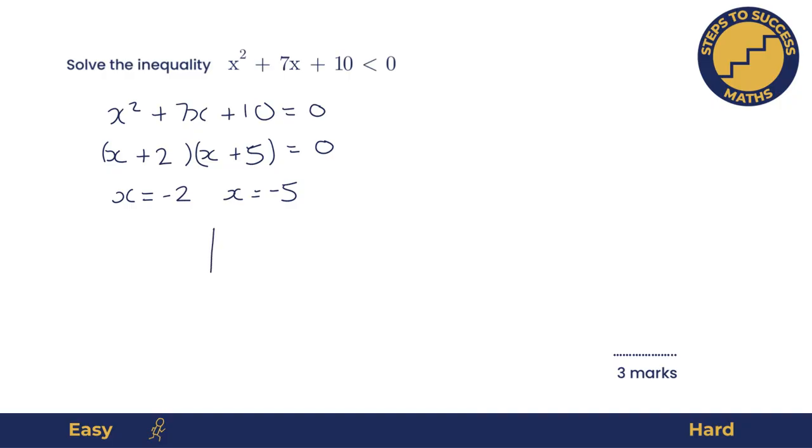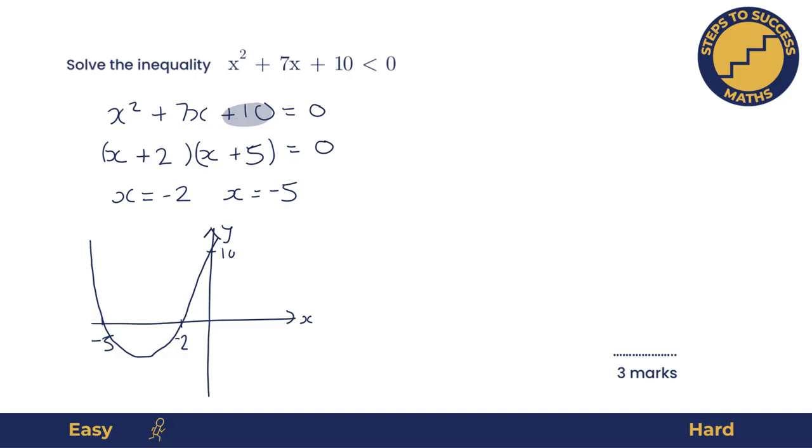Now, to answer this question and solve the inequality, we're going to do a little sketch of what this quadratic graph looks like. Now, remember this x squared, this quadratic bit, makes it look like a smiley face. And we know the crossing points on the x-axis are at negative 2 and negative 5. And the number at the end here, this plus 10, tells us the y-intercept. So we can sketch a little drawing just like this. It doesn't have to be perfect.